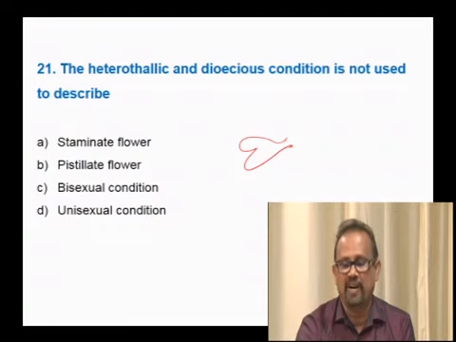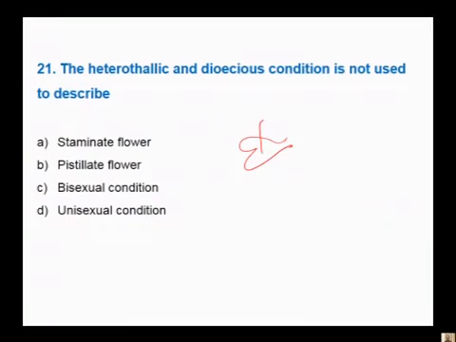Heterothallic, hetero means different. One is male thallus, the other is female thallus. Therefore, it is the unisexual condition. And dioecious is where the sexes are separate. So heterothallic and dioecious both apply to the unisexual condition.